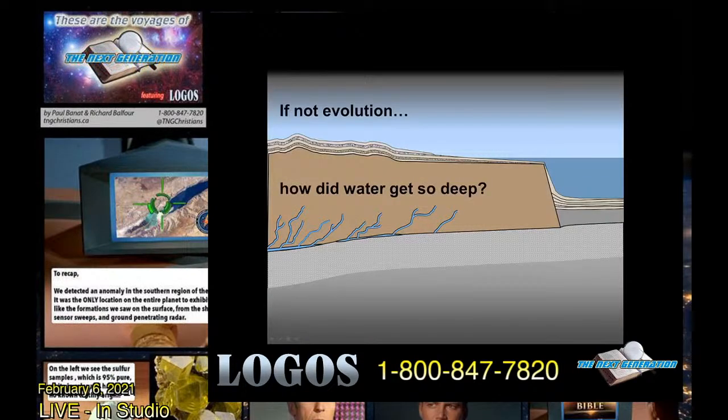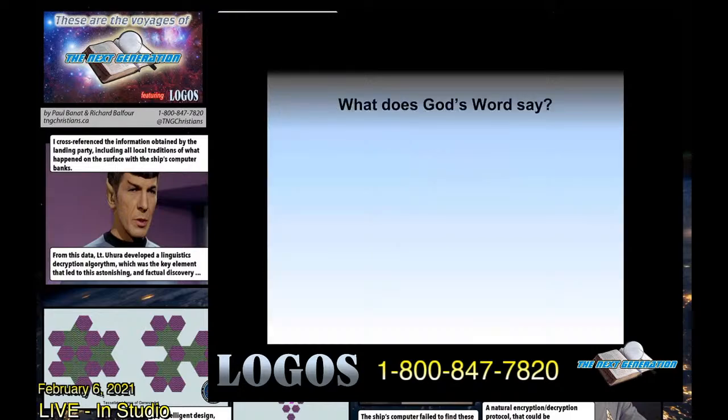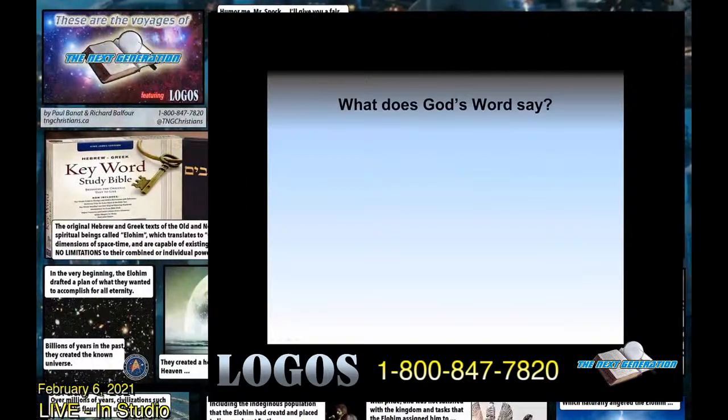Hydroplate theory asks the question, if evolution theory does not predict deep water, then how else did the water get so deep under all the continents? At this point, it is interesting to note that the Bible indicates in several places that water was and is under the earth. Psalms repeatedly indicates this.